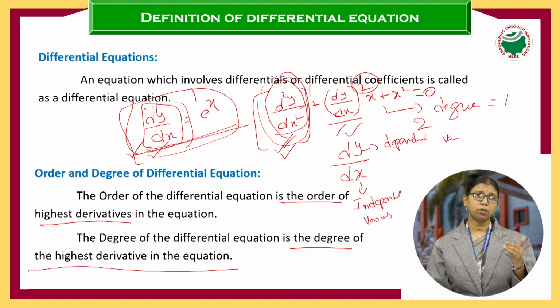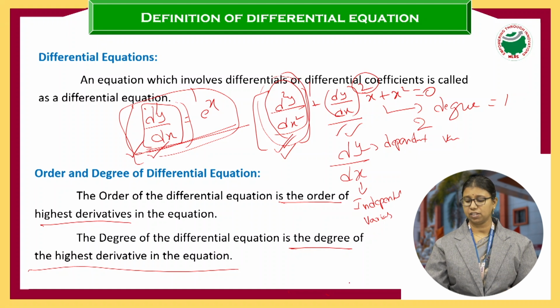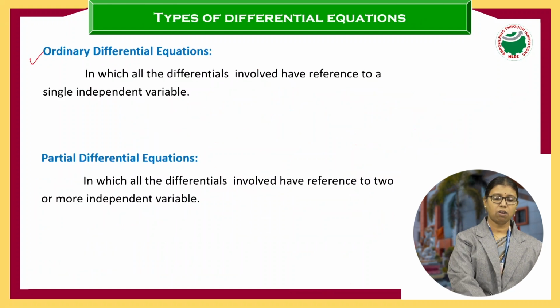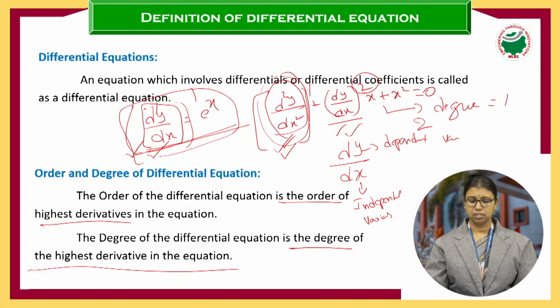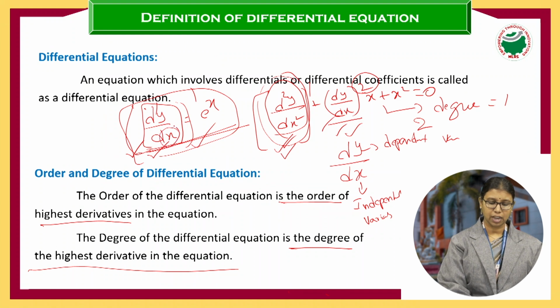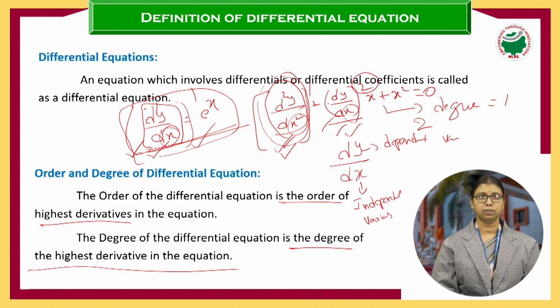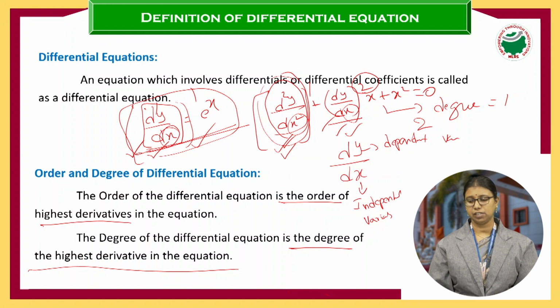Based on the number of independent variables, we can classify differential equations into two types. One is the ordinary differential equation, the second is the partial differential equation. An ordinary differential equation means the differential coefficients in the equation have only one independent variable. That type of differential equation is called an ordinary differential equation. All these previous examples come under ordinary differential equations because here I have only one independent variable, x.